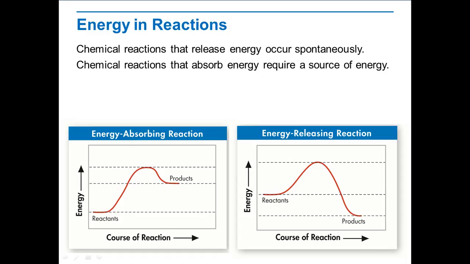So we have two pictures here. You have this energy absorbing reaction. Now you see you start off with reactants, and then as you build the products, you have a higher amount of energy at the end. So there's a higher amount of energy, so energy has been absorbed. When you look at the energy releasing reaction, when the reactants gain enough energy to form products, you have less energy at the end. So energy is released.